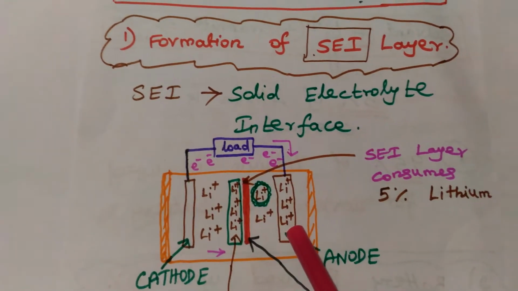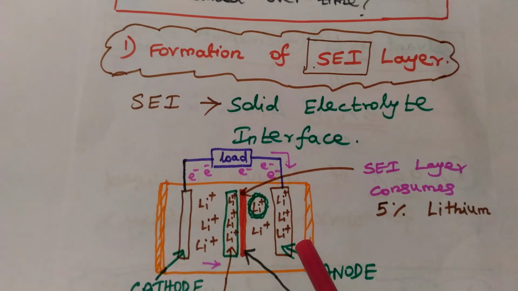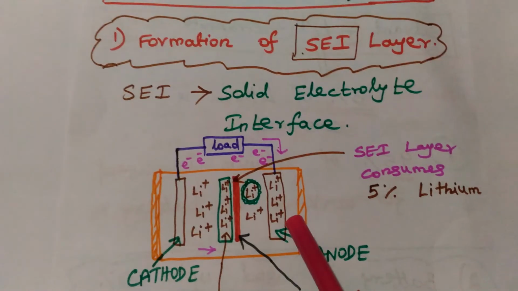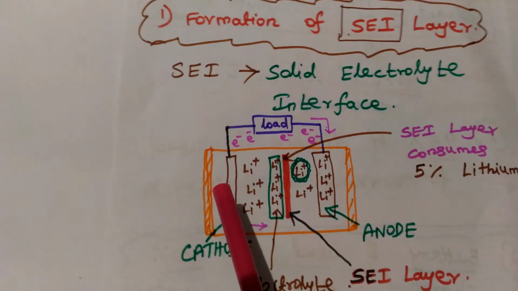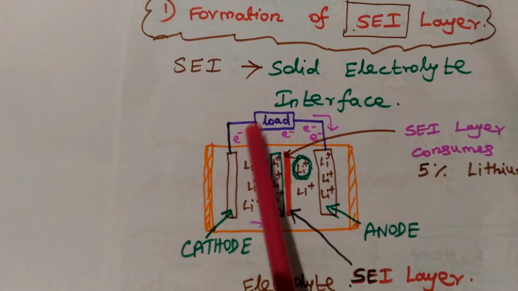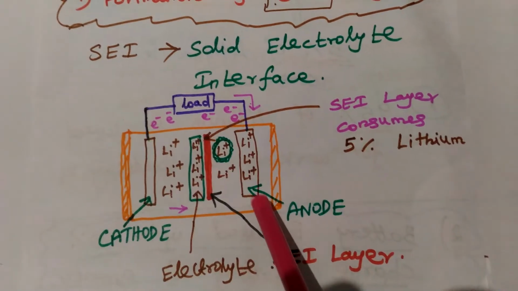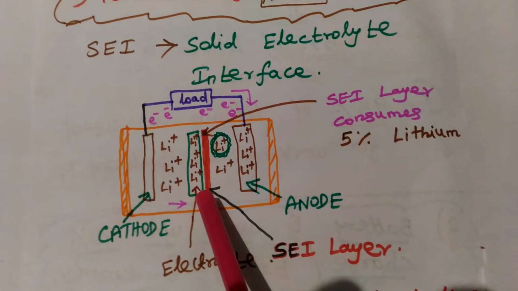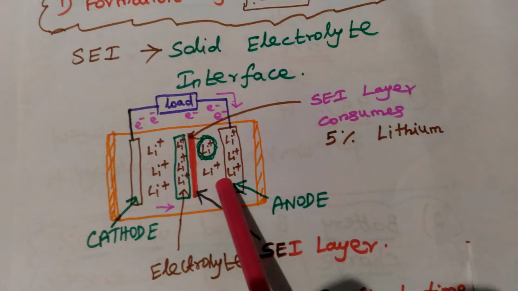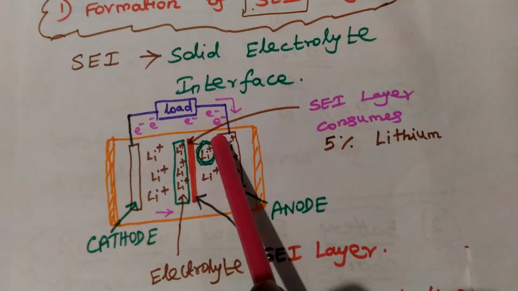If you are buying a new battery, the first time we charge the battery, this SEI layer will be formed. That is, the first time you are charging the battery, what will happen? The Li+ ions and electrons in the cathode start moving from cathode to anode. The electrolyte allows only the Li+ ions to flow through it. It restricts the flow of electrons. That's why the electrons are flowing through this external path.